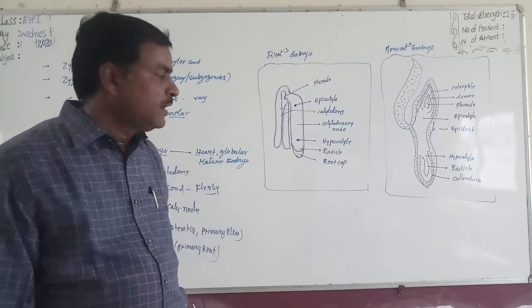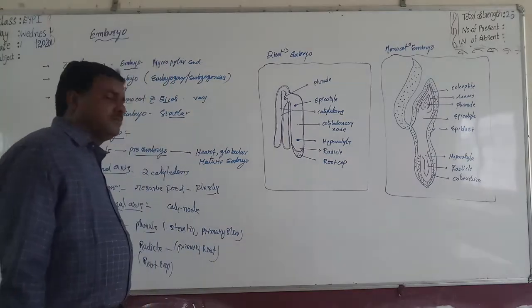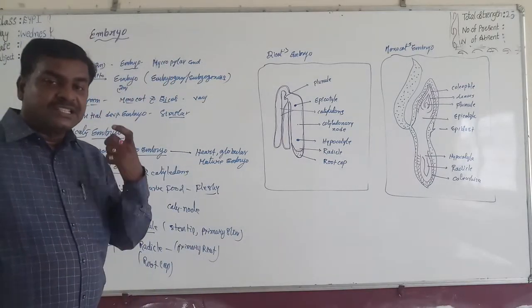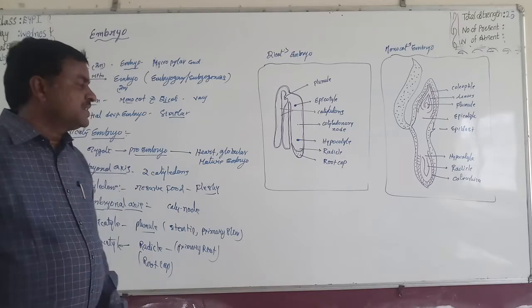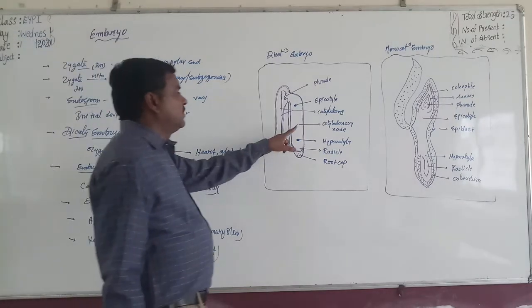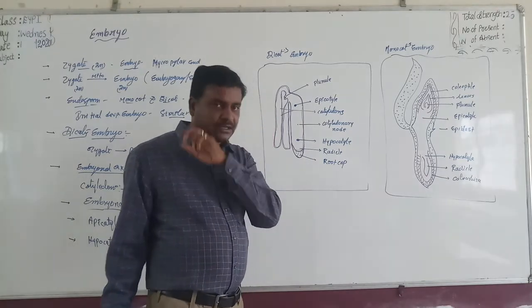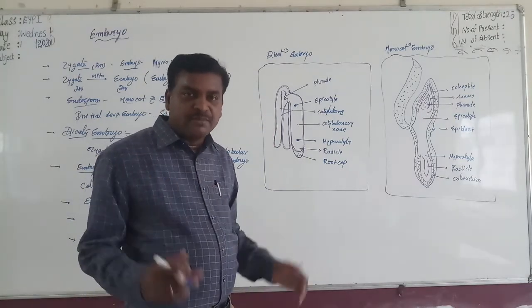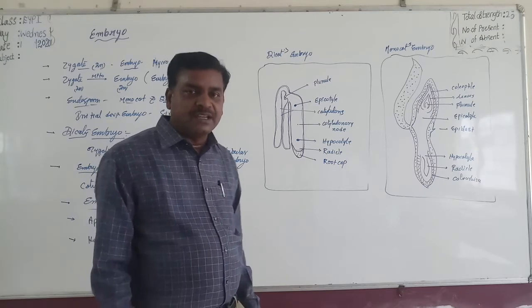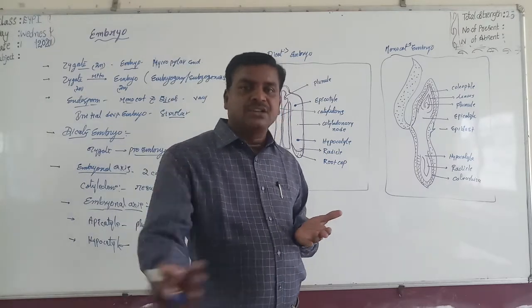In this way, the dicotyledonous embryo is represented by two cotyledons and the embryonal axis. Cotyledons are very fleshy. They store some amount of food material. That's why they become fleshy and succulent.